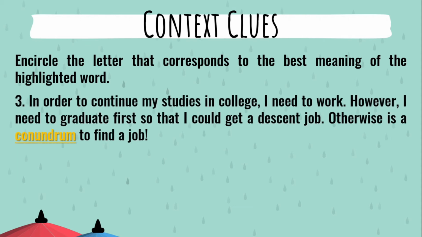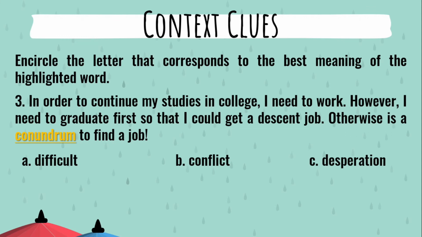Number 3. In order to continue my studies in college, I need to work. However, I need to graduate first so that I could get a decent job. Otherwise, it's a conundrum to find a job. What do you mean by the word conundrum? A. Difficult. B. Conflict. Or letter C. Desperation. The meaning of the word conundrum based on the given context clues in item number 3 is A. Difficult.